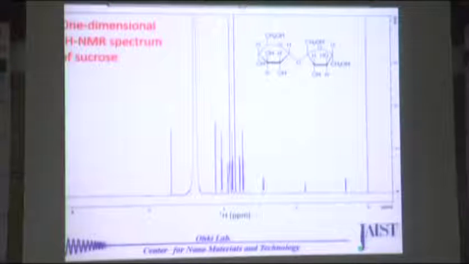This is the one-dimensional proton NMR spectrum of sucrose. It's a small molecule, and a quite nice spectrum is observed on the 800 MHz machine. So everybody can analyze this kind of spectrum. So how about protein NMR?